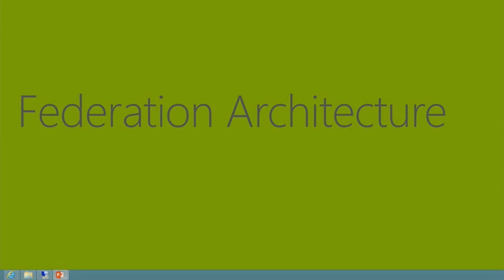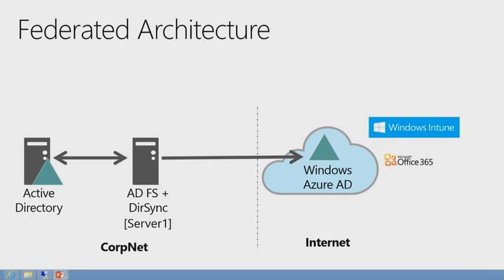All right, the federation architecture. You need to have a little bit of an idea of what you really need to set up, because looking at steps online and everything can be a little overwhelming. Let me break it down for you. This is one sample scenario, a common one, where you've got an on-premise Active Directory and an ADFS and a DirSync box set up in your environment.